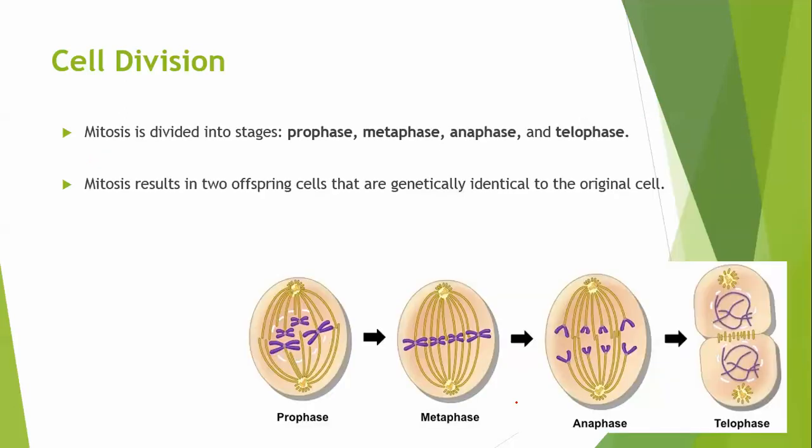Okay, so let's go over mitosis. There are 4 phases in mitosis. There's a prophase, metaphase, anaphase, and telophase. An easy way to remember this is PMAT. My dog peed on the mat. That's the only way I can remember it.